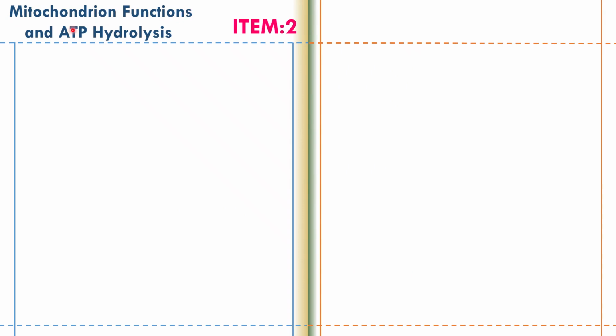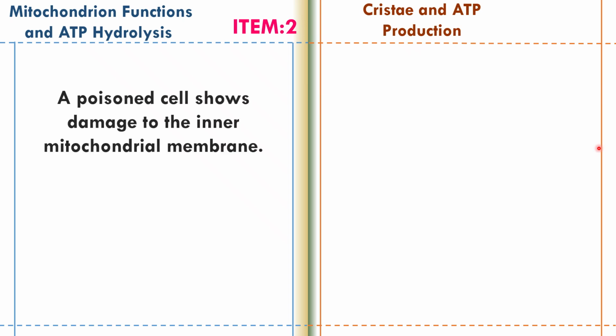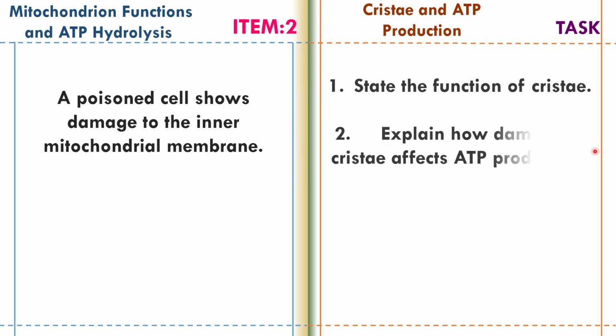Mitochondrion functions and ATP hydrolysis. Item 2. Cristae and ATP production. A poisoned cell shows damage to the inner mitochondrial membrane. Task: State the function of cristae. Explain how damage to cristae affects ATP production.